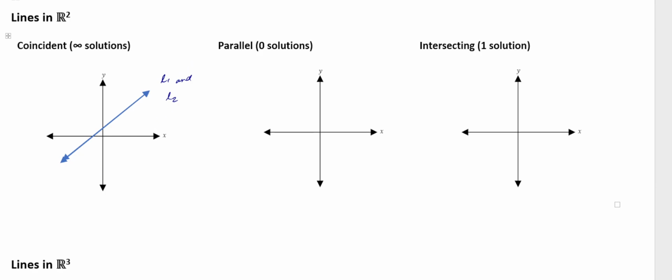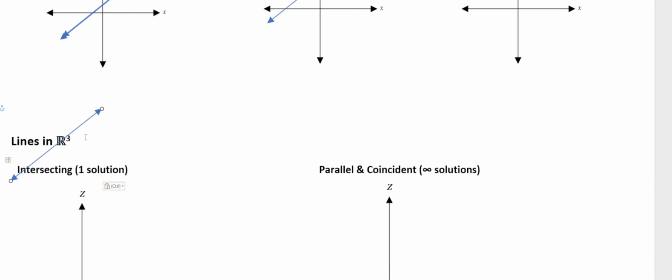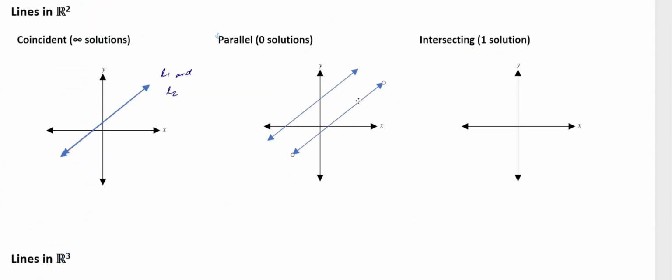You can also have parallel and distinct. Parallel and distinct is the following: a line there. I'm just copying and pasting these lines. Here we go. 0 solutions, they will never intersect. And then you can have intersecting lines in 2 space, where you have this right here, and then another one right here, with 1 solution, your point of intersection.